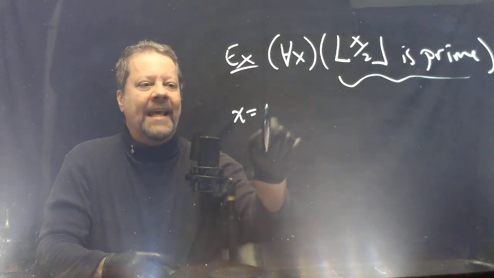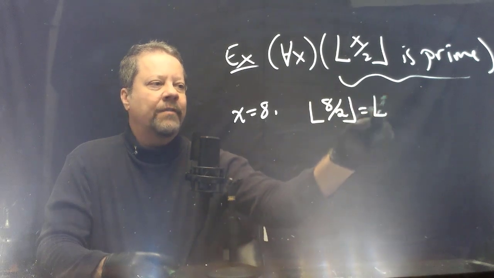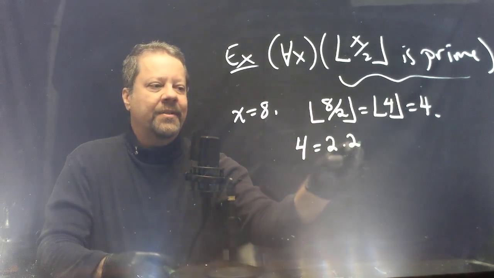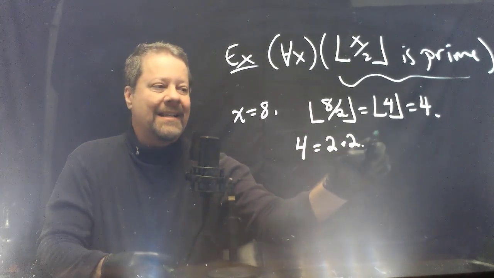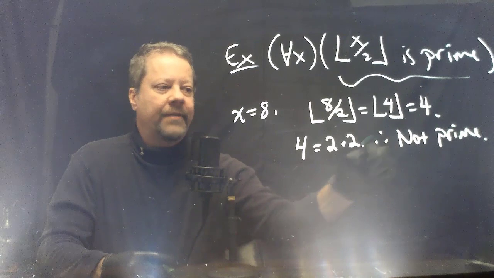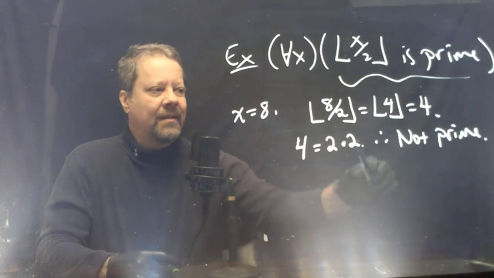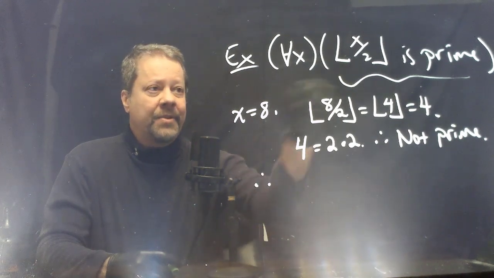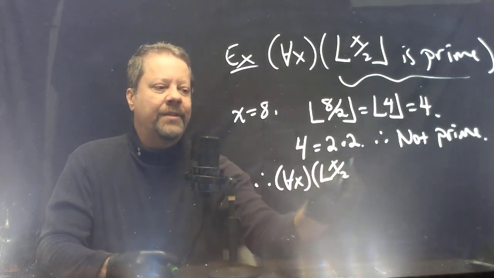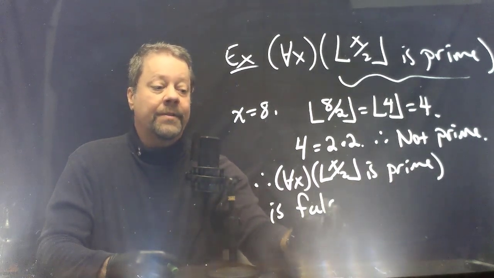So let's let x be 8. Then the floor function of 8 divided by 2, the floor function of 4, is 4. 4 is a composite number since it's 2 times 2, which means it is not prime. And the 3 dots in a triangle formulation is the mathematical way of saying therefore, not prime. We deduce then that the original proposition, for all x, the floor function of x divided by 2 is prime, is false.